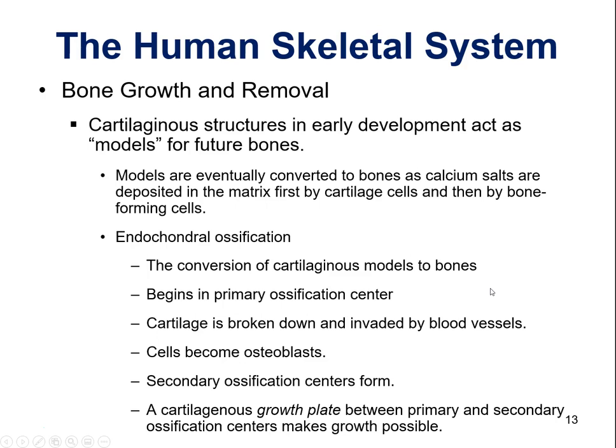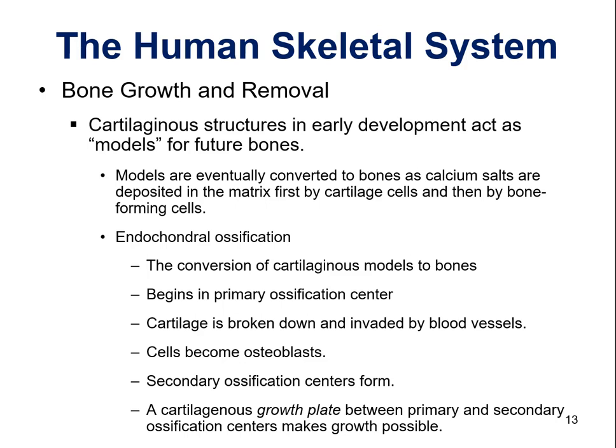So that cartilage actually has to get broken down, and it basically gets broken down. Blood vessels start to invade that area, and then those cartilage cells start to turn into bone forming cells, or osteoblasts, okay? And then you get another secondary ossification center that will form, and that will then start to turn into bone. But it also mentions here that there's a growth plate between the primary and secondary ossification centers that will keep making growth possible. Okay, but ultimately at one point, growth of the bone is going to cease, right?